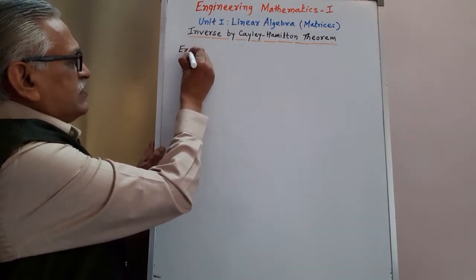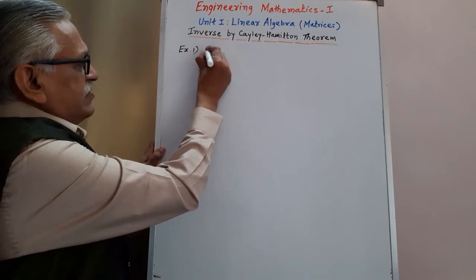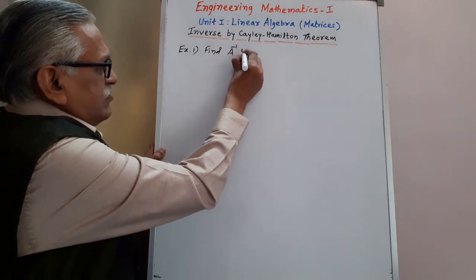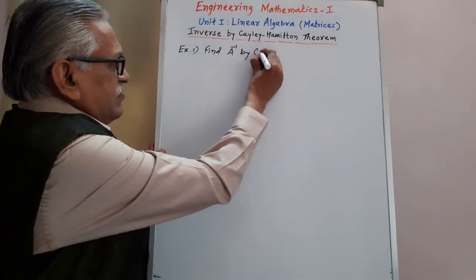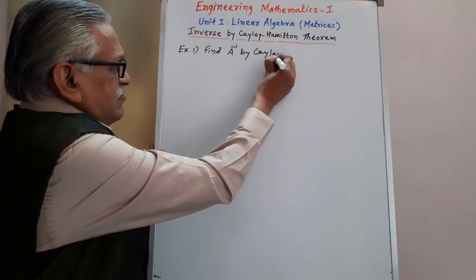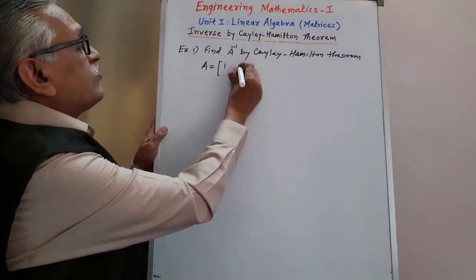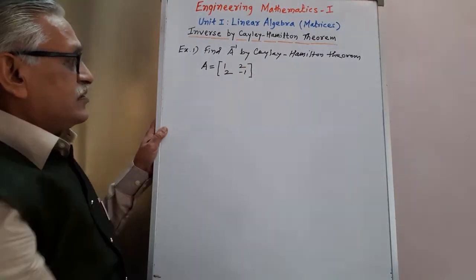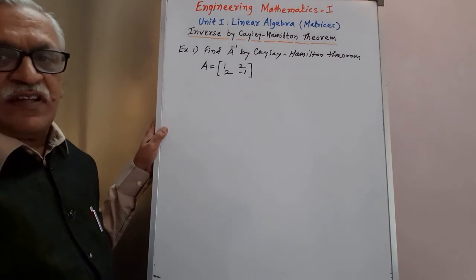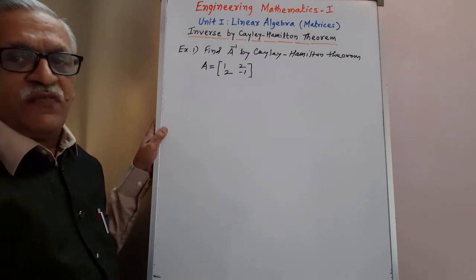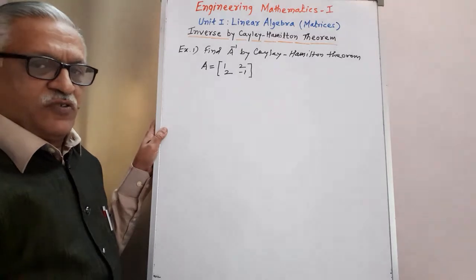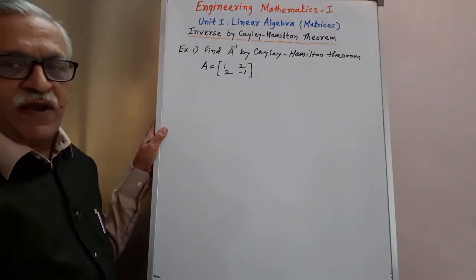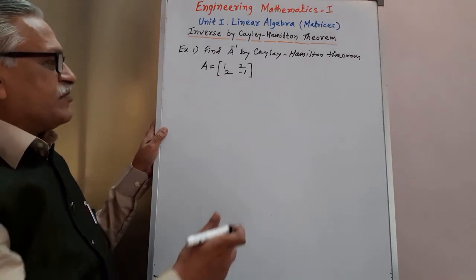First example, find A inverse by Cayley-Hamilton theorem for the matrix A with rows 1, 2 and 2, minus 1. In the previous lecture, I discussed how we can verify the Cayley-Hamilton theorem. Today, I will discuss how we can obtain the inverse of a matrix by using the Cayley-Hamilton theorem.